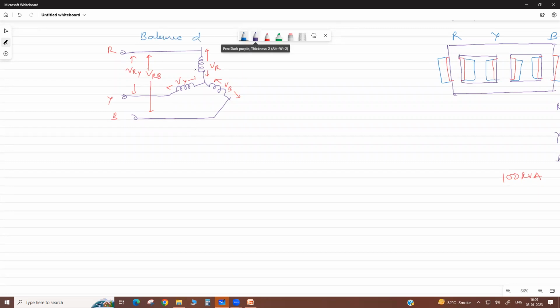In a balanced star connection, the phase values across each phase have the same magnitude, and they are perfectly 120 degrees apart from each other. This is VR phase voltage, VR, VY, VB, in the RYB sequence. So now we calculate a voltage between, suppose, R and B.